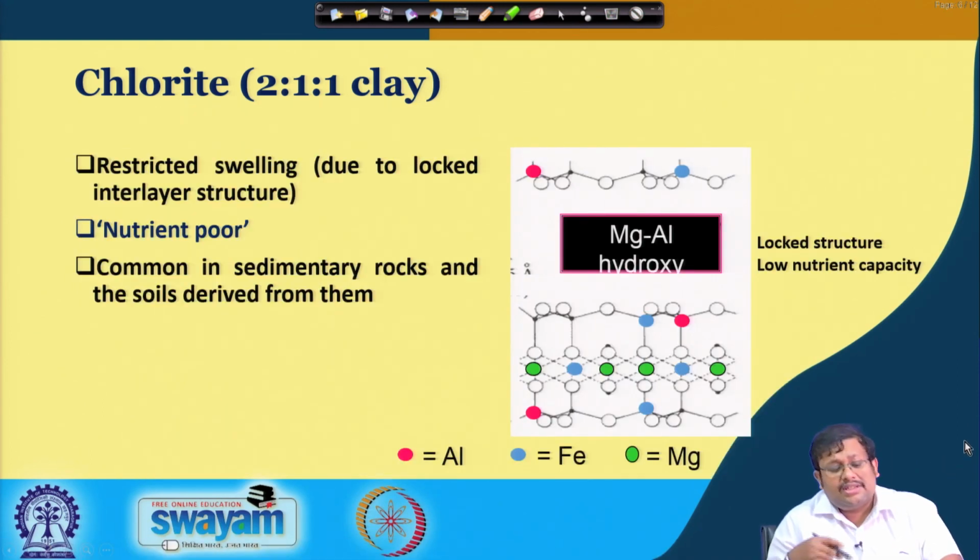Now, chlorite shows restricted swelling due to the locked interlayer structure. Since there is a magnesium or aluminum hydroxide layer in the interlayer space, it shows the locked structure, and as a result it is very nutrient poor, because there is no space for nutrients to get absorbed, and it is very common in sedimentary rocks and the soils derived from them.